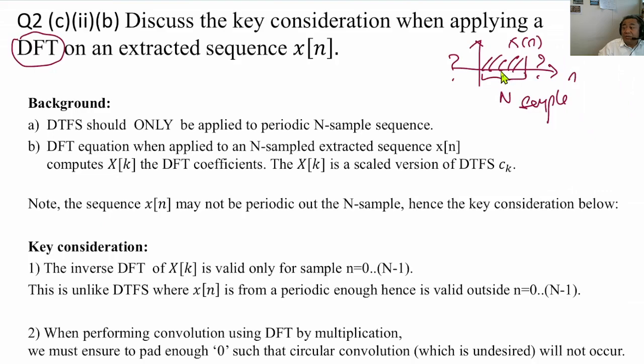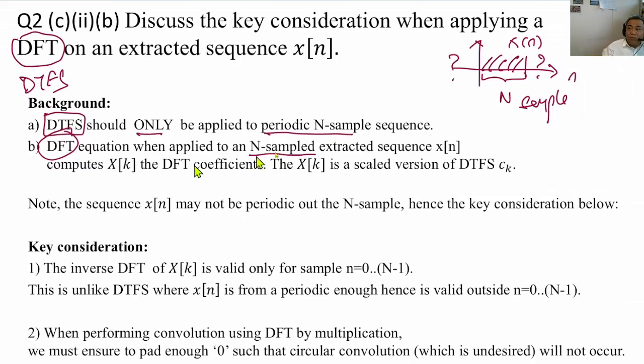When I'm performing DFT, DFT is actually exactly like DTFS, right? Except that it's a scaled version. So DTFS assumes that the sequence is periodic, but in DFT, we simply take the N samples and then perform DTFS. So the idea is this: DTFS is only applied to periodic sequences. DFT, on the other hand, takes N samples and treats them as if they are periodic.